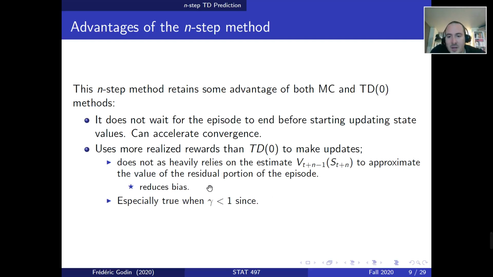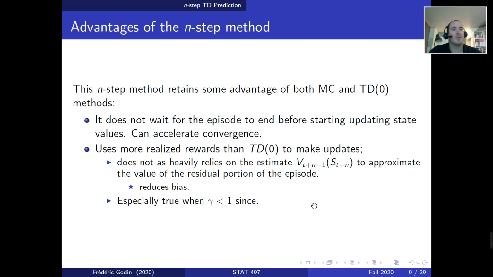Okay, so here I mentioned that this reduces bias, and this is especially true when gamma is smaller than 1. So here you might be wondering, well, what if gamma is equal to 1? Okay, so you might think, well, if gamma is equal to 1, then the bootstrapping term has the same weight regardless of n. So it should have the same impact. But this is slightly flawed thinking for the following reason, because the larger n is, the more often you won't end episodes.